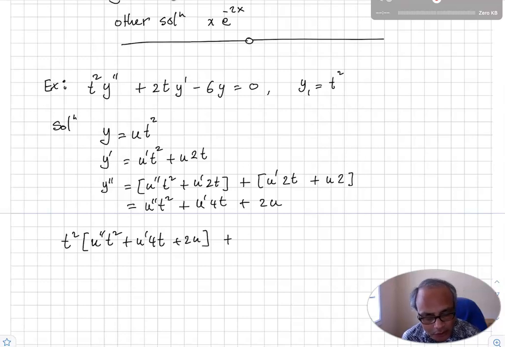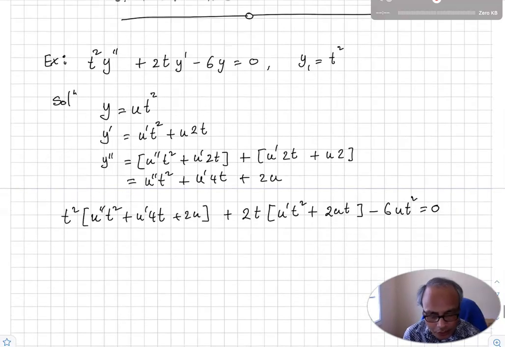plus 2t y prime. So 2t y prime is going to be now u prime t square plus 2ut minus 6y, y is u t square. Okay, so we're going to distribute t square among those terms. So u double prime, we could also divide by t square, but we'll do it later. We'll see.